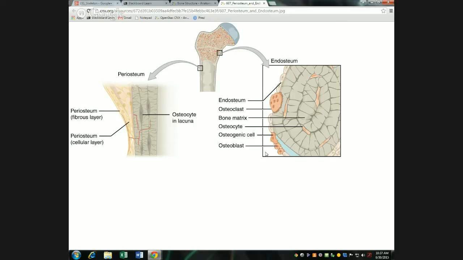So those are the different types of cells that are found in bone tissue. Osteogenic cells, osteoblasts, and osteocytes are all interrelated, and the order I just gave them to you, osteogenic, osteoblast, osteocyte, is sort of the progression through development there. And then osteoclasts are separate and help to break down bone matrix.